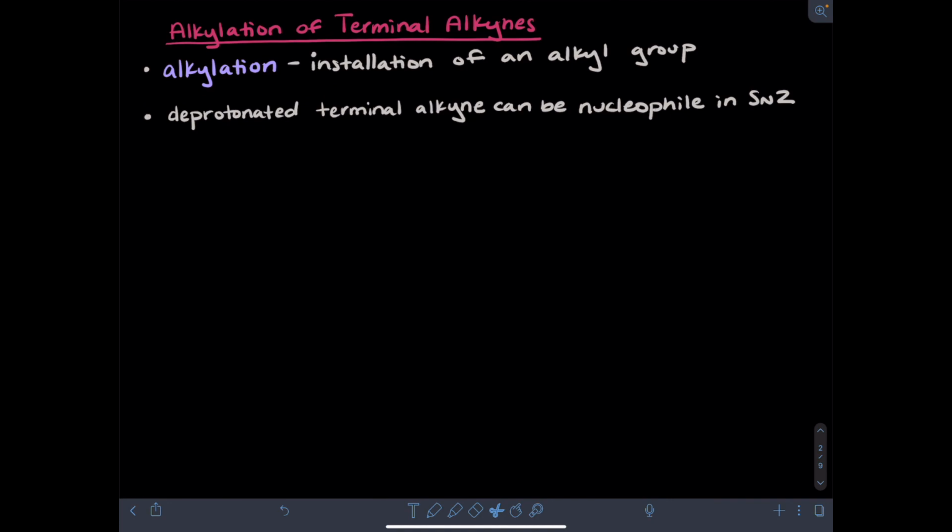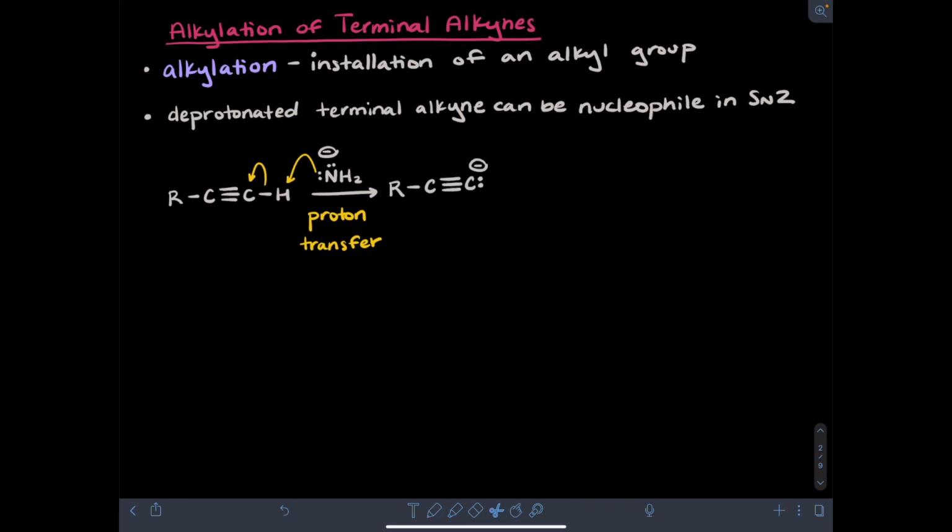And the alkylation reaction is going to take advantage of the fact that a deprotonated terminal alkyne conjugate base can serve as a nucleophile in SN2 reactions with alkyl halides. Let's imagine wanting to do an alkylation reaction and starting with a neutral terminal alkyne. The base NH2- is strong enough to deprotonate this terminal alkyne. I can draw the two curved arrows of a proton transfer step. This would form the conjugate base, an acetylide anion.